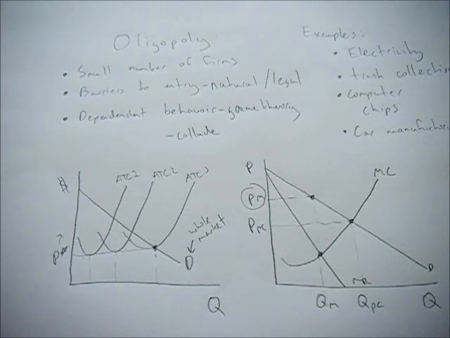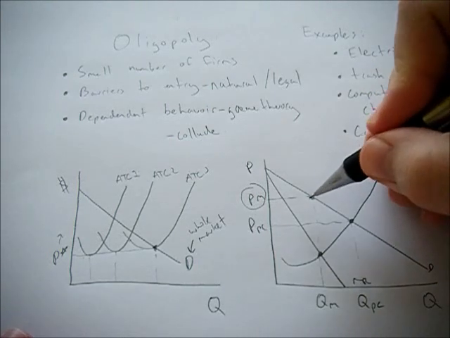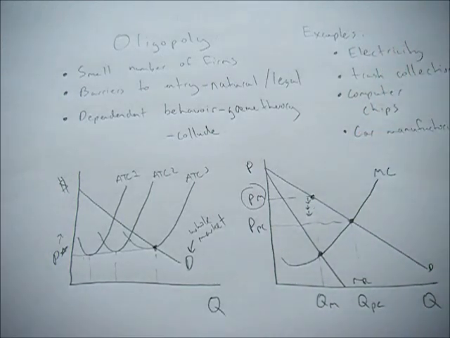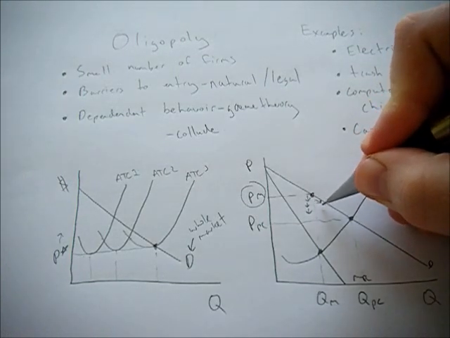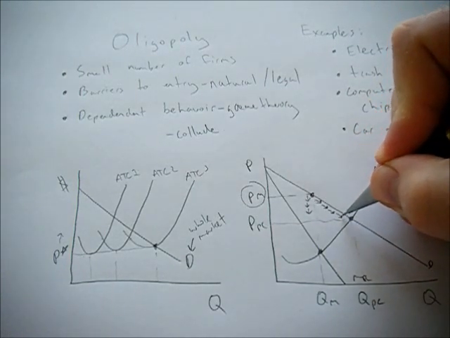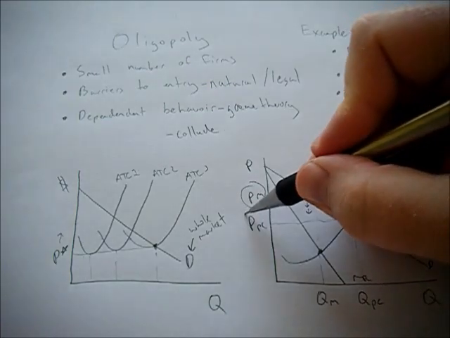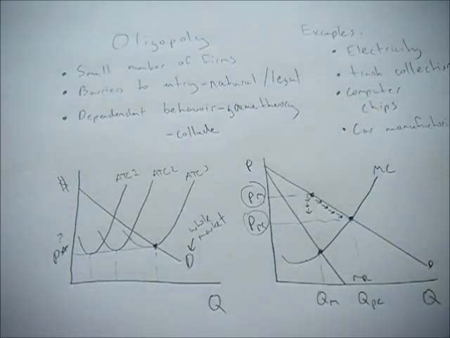However, if the firms don't collude and they compete, they're going to continue to drop their price to try to gain more market share. So one firm will lower its price a little bit. The other firm, not wanting to lose market share, will also lower its price. And they'll continue to do this. And quantity demanded will continue to increase until we get to the point where marginal cost equals demand. And at this point, our price would be the same as the perfectly competitive outcome.